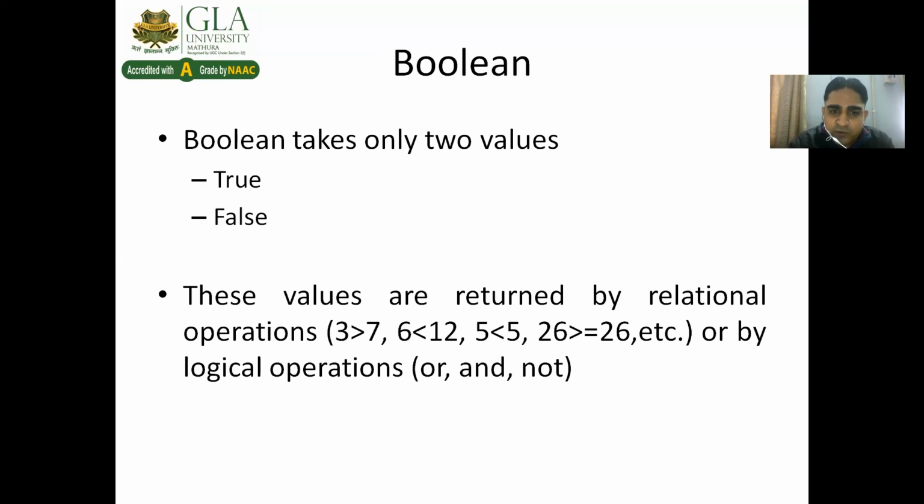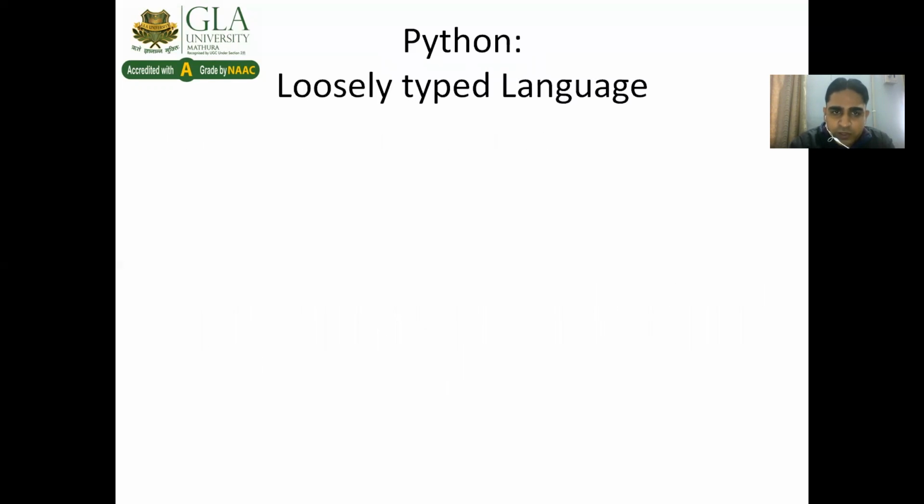3 greater than 7 would be giving us false, 6 less than 12 will be giving me true, 5 less than 5 is false, 26 greater than equal to 26 will be true, and so on. And we have or operation, and not operation. They also give us the answer in true or false only.